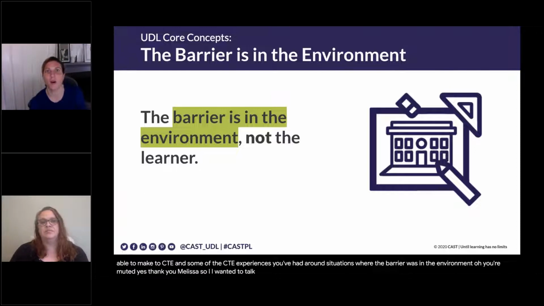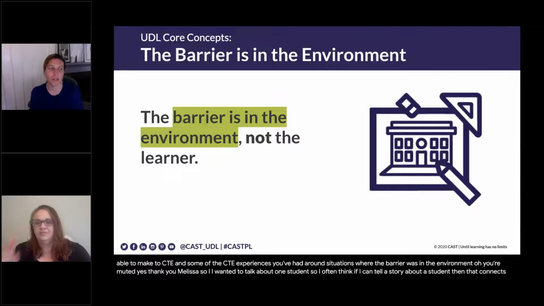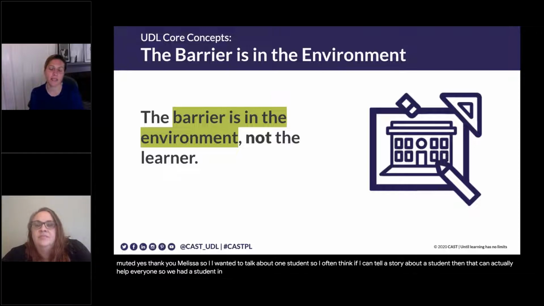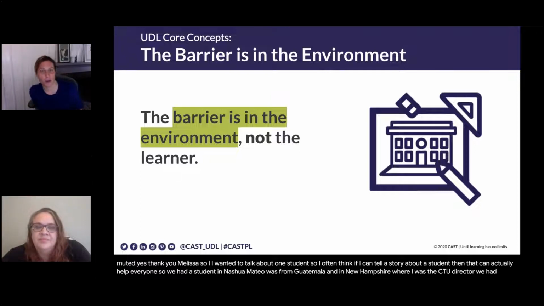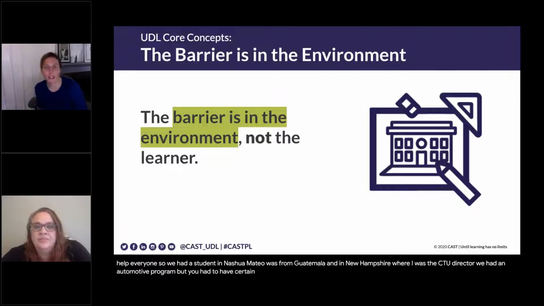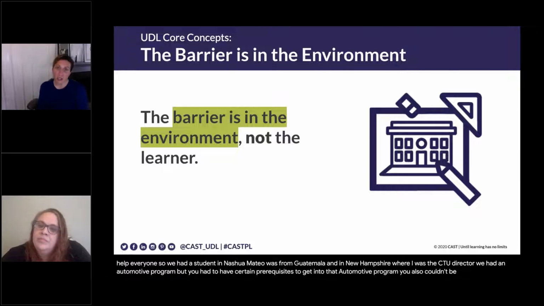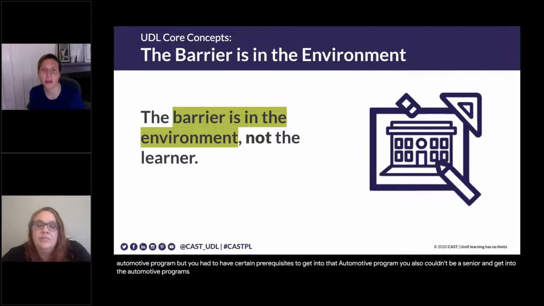So I wanted to talk about one student. I often think if I can tell a story about a student, then that can actually help everyone. So we had a student in Nashua, Mateo, who was from Guatemala, and in New Hampshire, where I was the CTE director, we had an automotive program. But you had to have certain prerequisites to get into that automotive program. You also couldn't be a senior and get into the automotive program. So we had Mateo from Guatemala, an ELL learner, who did not have the prerequisites, was a senior, and was significantly older than the other students.